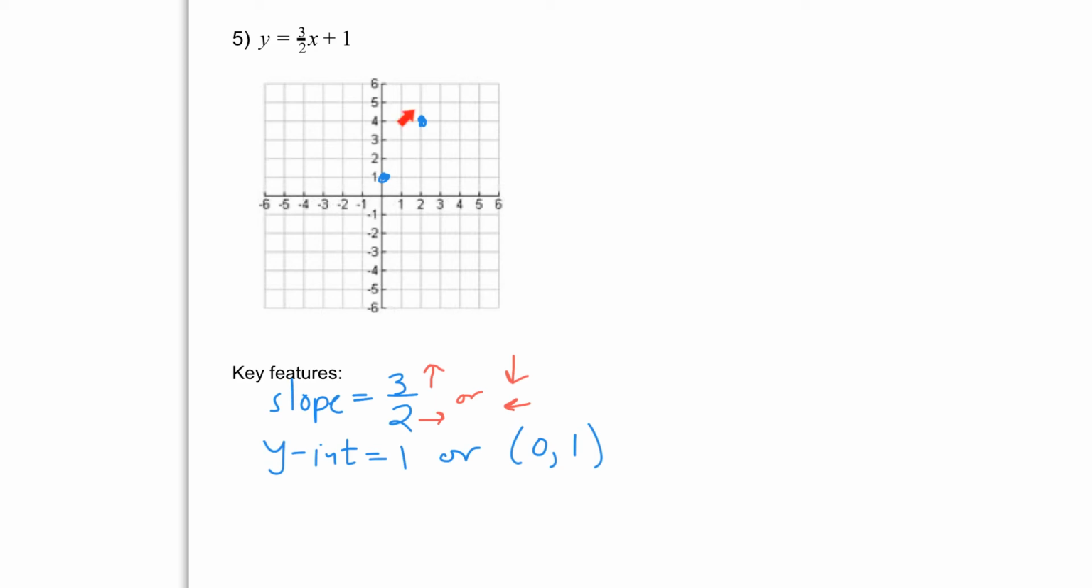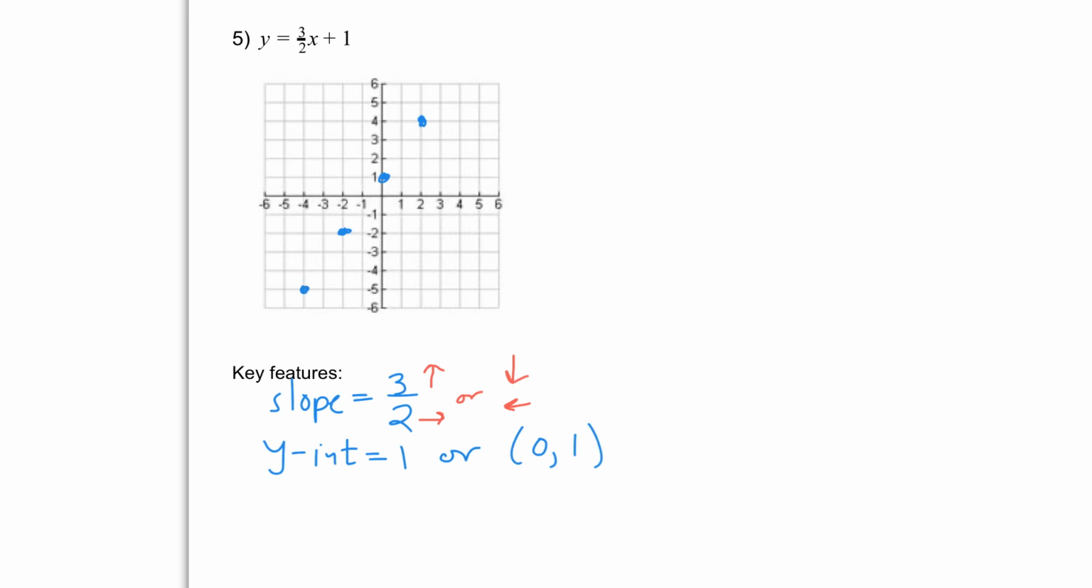Then if I try to go up 3 again, notice I run out of space. So I can head back to the point I started with and do the opposite, which is go down 3, 1, 2, 3, and to the left 2, 1, 2. Bring me to the point negative 2, negative 2. I can do that again. Starting at this point, I'm going to go down 3, 1, 2, 3, and to the left 2, 1, 2, getting me the point negative 4, negative 5.